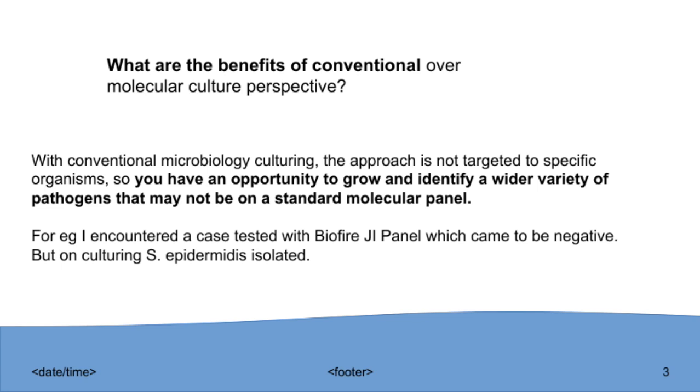So, let's talk about the benefits of conventional microbiology culture compared to molecular methods. With conventional culturing, the approach isn't targeted at specific organisms. Instead, it allows us to grow and identify a much wider variety of pathogens. This can be particularly useful because there are many organisms that might not be included on a standard molecular panel. For example, I once encountered a case where a BioFire JI panel test came back negative. However, when we did the culture, we actually isolated S. epidermidis. This highlights how conventional culturing can sometimes detect organisms that molecular panels might miss, giving us a broader picture of what's really going on.